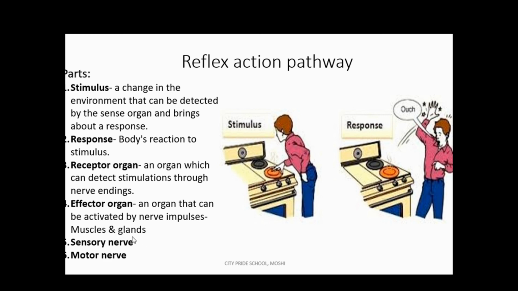Now let us learn about what the sensory nerve is. As we have already seen, the sensory nerve as well as the motor nerve are nerves which are bundles of axon fibers which carry messages in a particular direction. Sensory nerves carry messages from the sense organs to the brain, and motor nerves carry messages from the brain to the effector organs or the muscles.